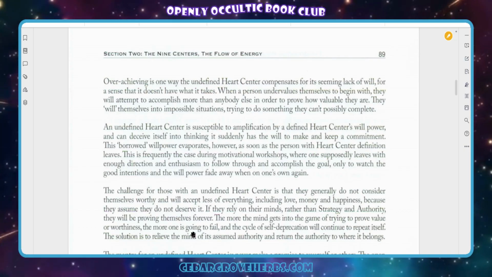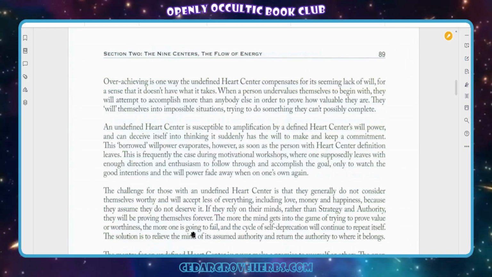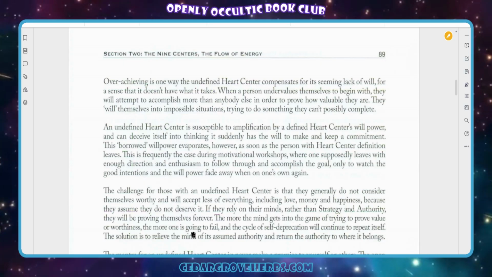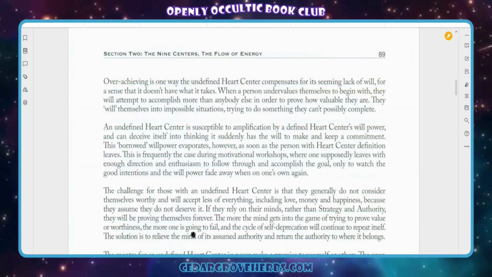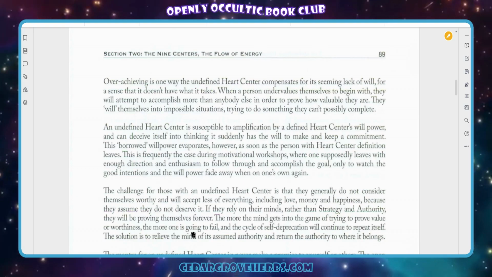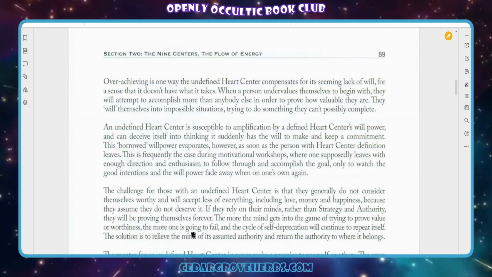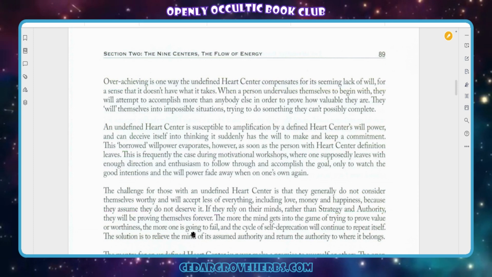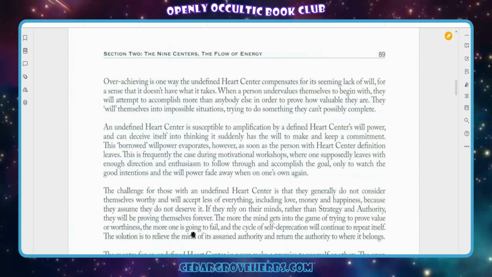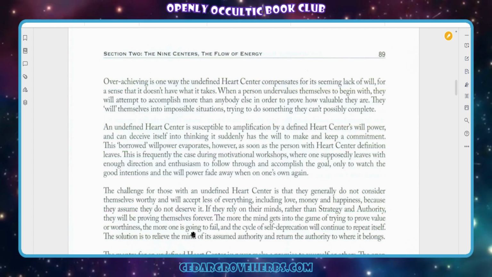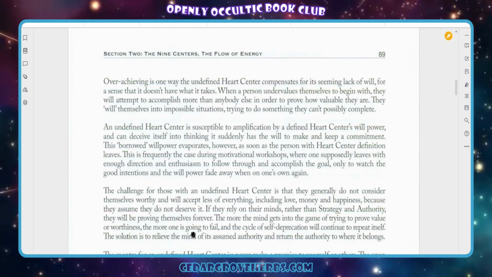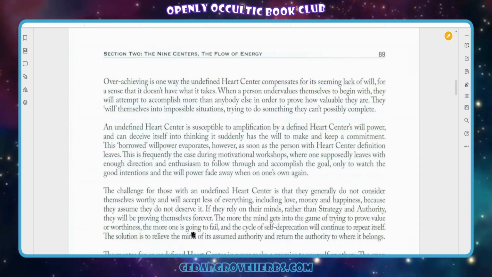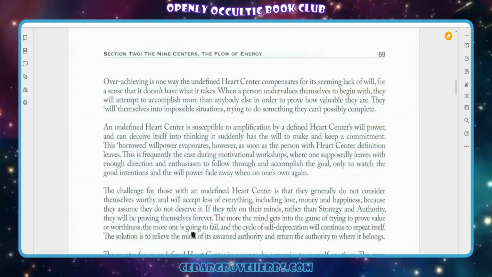When a person undervalues themselves to begin with, they'll attempt to accomplish more than anybody else in order to prove how valuable they are. They will themselves into impossible situations, trying to do something they can't possibly complete. An undefined heart center is susceptible to amplification by a defined heart center's willpower and can deceive itself into thinking it suddenly has the will to make and keep a commitment. This borrowed willpower evaporates, however, as soon as the person with the defined heart center leaves.